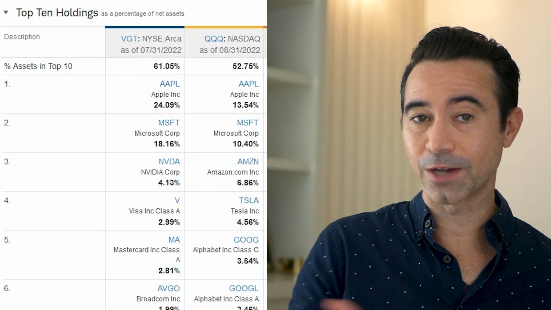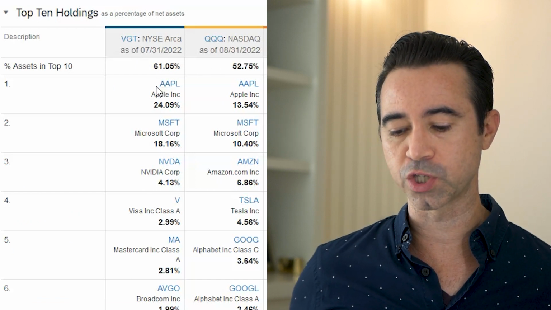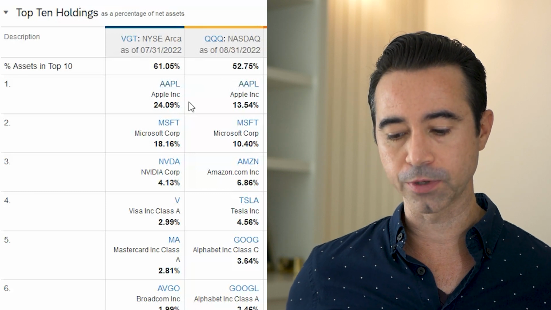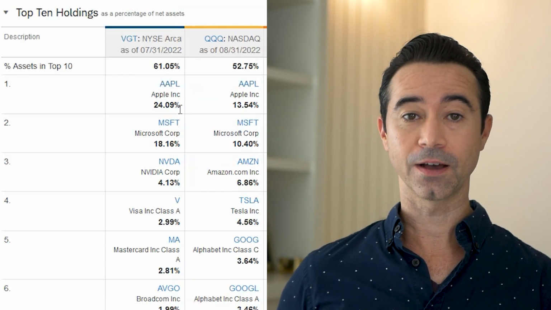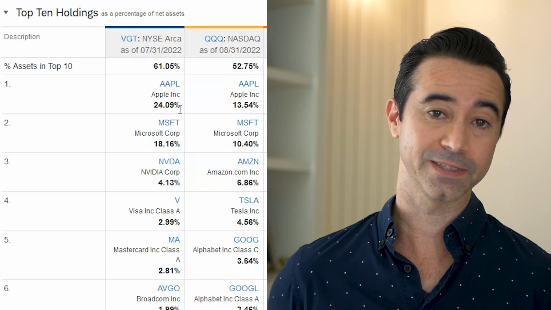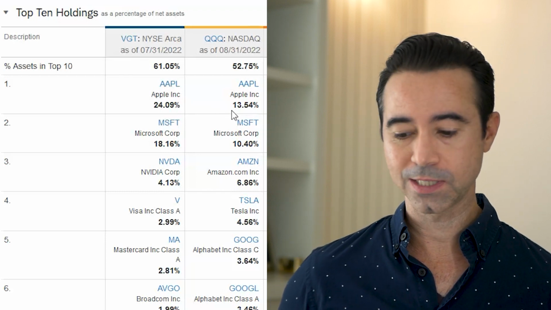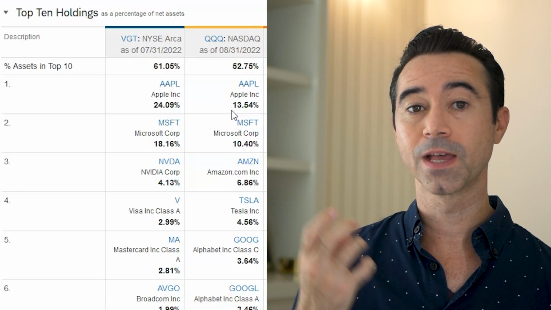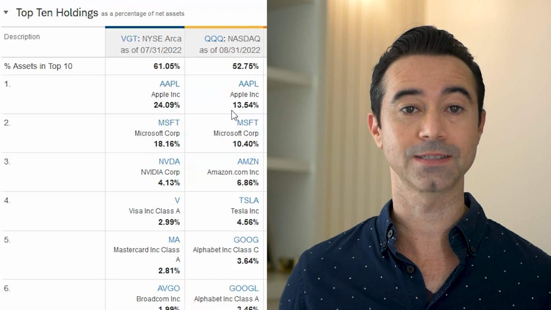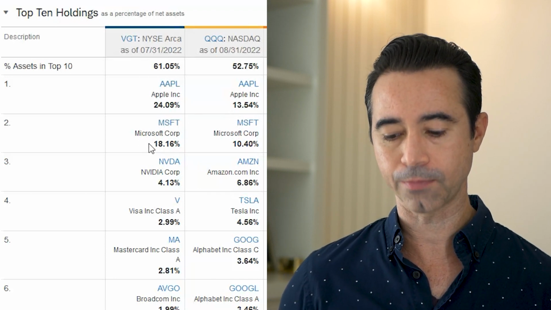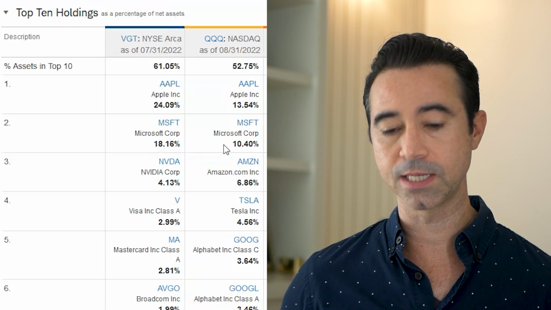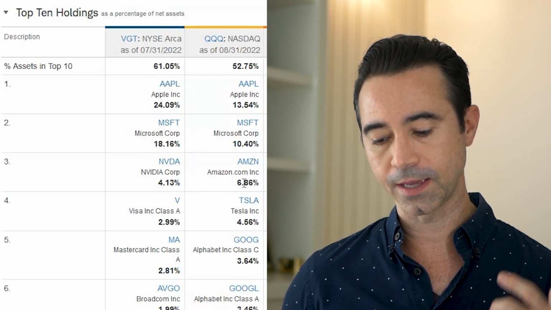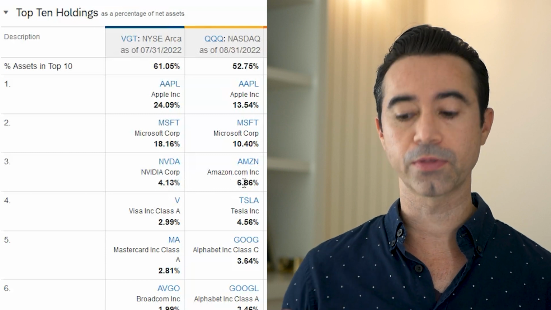So in terms of the top 10 holdings, which I was just talking about, we have VGT, which has Apple as number one, and QQQ, which also has Apple as number one. In VGT, 24% of that is inside Apple. That's a lot of money inside one stock. QQQ has 13% in Apple, right? And this is kind of what I was saying before, less money in that top stock. Then Microsoft is next at 18% in VGT, only 10% in QQQ, then Nvidia, then Amazon in QQQ. And here's the other thing that I want to get across: only one of these is strictly tech. The other one, QQQ, is going to have different sectors inside of it.